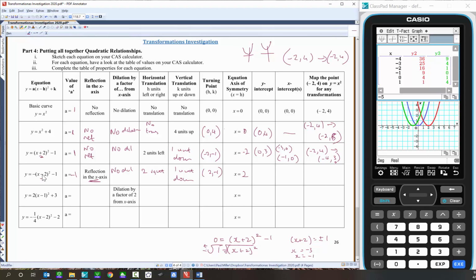The y-intercept occurs when x is equal to 0. Negative 2 squared is 4. 4 negated is negative 4. Negative 4 take 1, negative 5. When x is 0, y is negative 5.